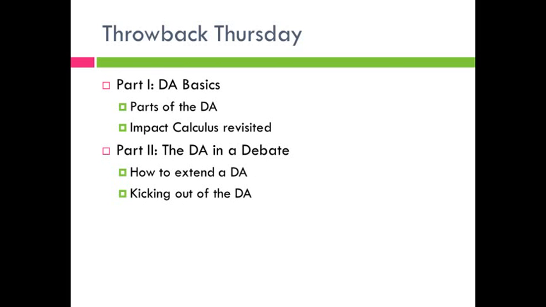Alright, so Throwback Thursday. This is part 3 of a 3-part series regarding the DISAD. Part 1 was DISAD Basics, where we talked about the parts of the DISAD, the link, the impact, and the uniqueness, and we also revisited impact calculus. In the second part of the DA lecture, which we titled the DA in Debate, we talked about how to extend the DA and also how to kick out of the DA.